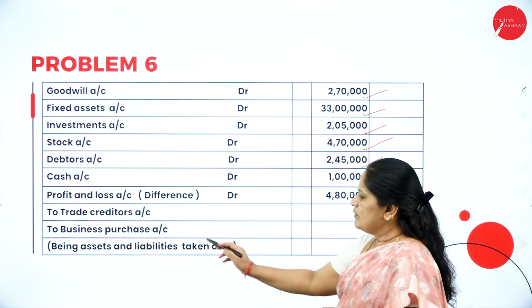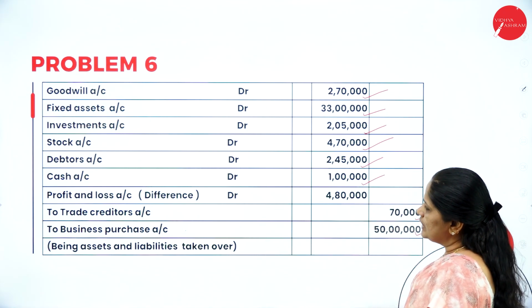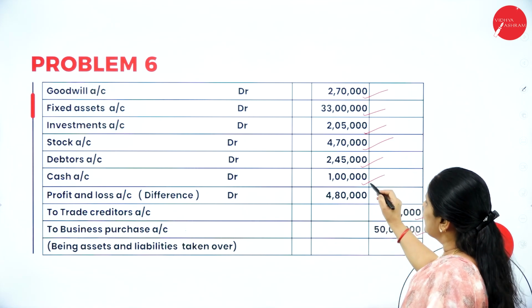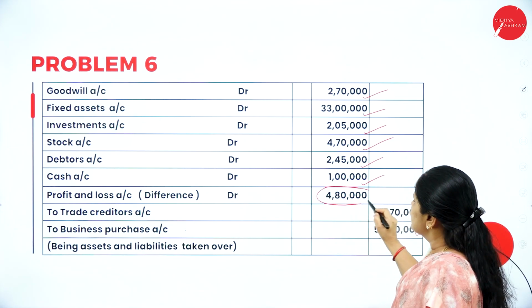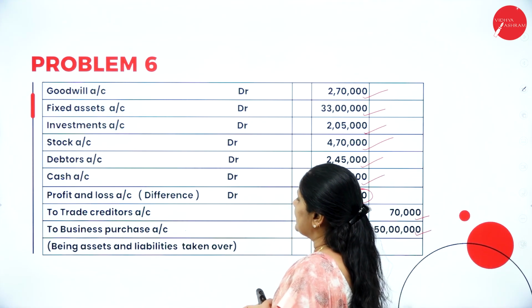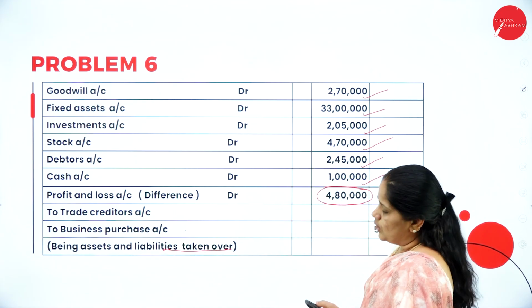So here it is 40 lakhs plus 10 lakhs, the total business purchase is 50 lakhs. Now, the difference between the liabilities and assets, that will be considered here. That will be the profit and loss account, 4,80,000 being assets and liabilities taken over.